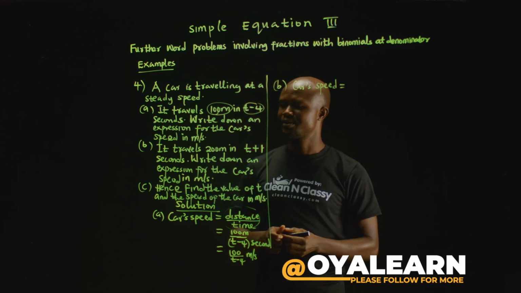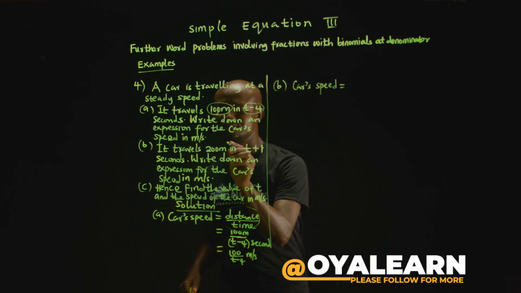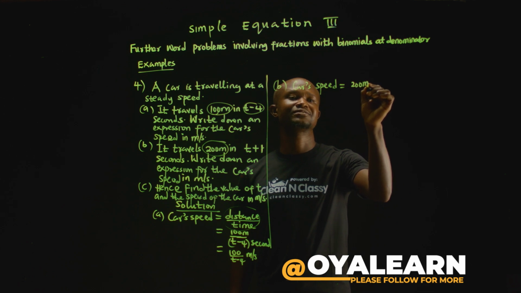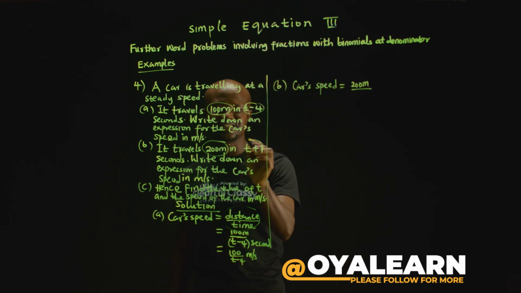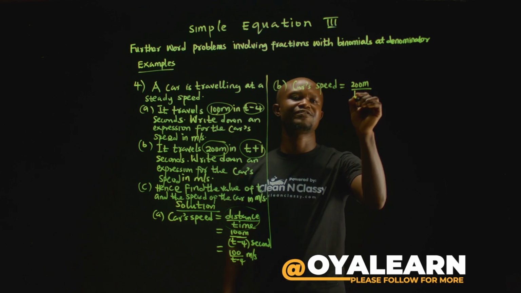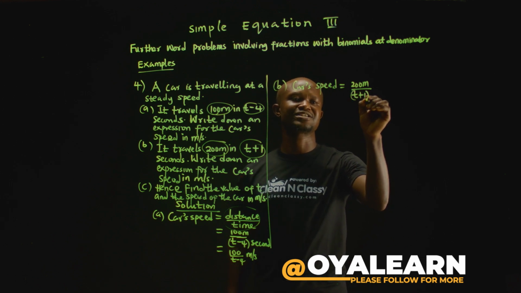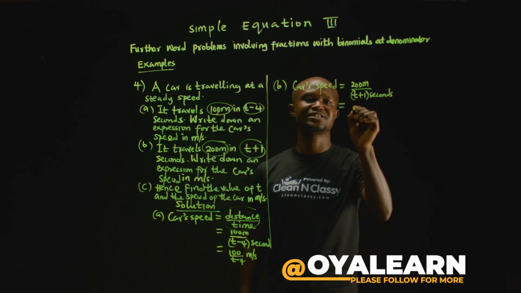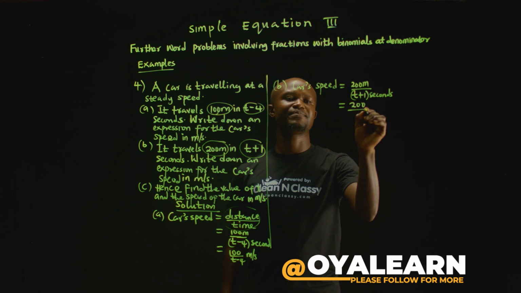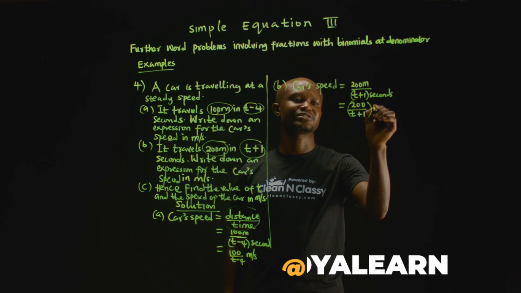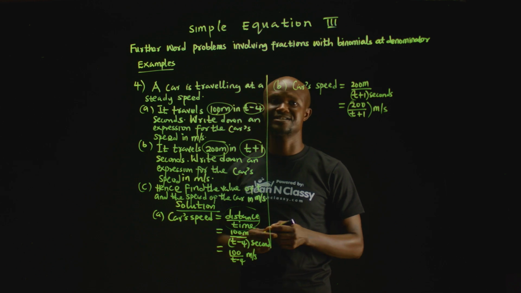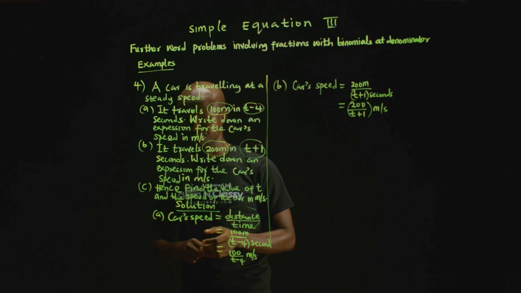Now, the car travels 200 meters. So the distance here is 200 meters. And what's the time taken? t plus 1 seconds. So the car speed is 200 divided by t plus 1, in meters per second. That is the answer to the second question.